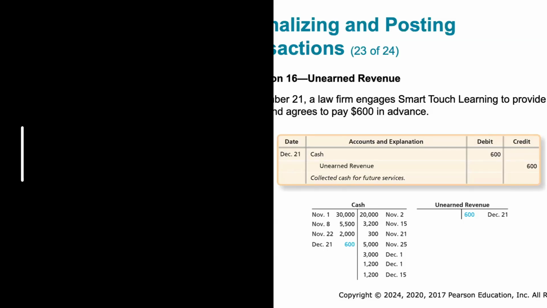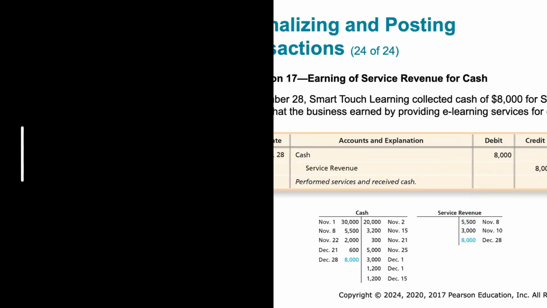Unearned revenue is a liability. That is going up because if we don't perform this job, then we have to pay back that money. So we're liable for these funds until we perform the service. So unearned revenue is a liability. That is going up by $600. That is a credit. And so we can see cash going up through a debit, unearned revenue going up through a credit. And then on this transaction 17, earning of service revenue for cash. On December 28th, Smart Touch Learning collected cash of $8,000 for service revenue that the business earned by providing e-learning services for clients.